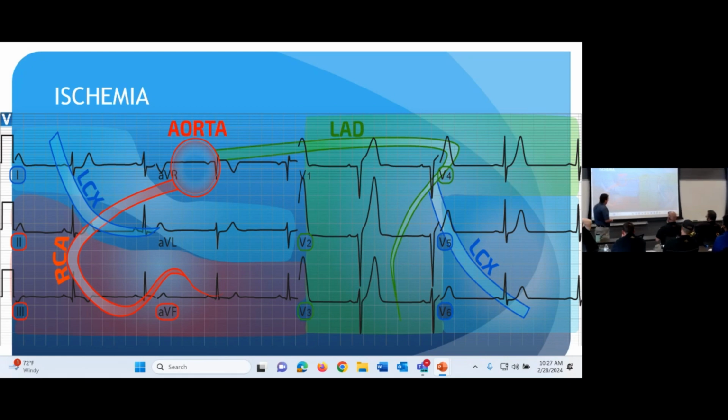Remember, the machines don't read 12 leads well. You as a medic should be able to read a 12 lead. If you cannot, reach out. We can help with that, but you should be able to read your own 12 leads.